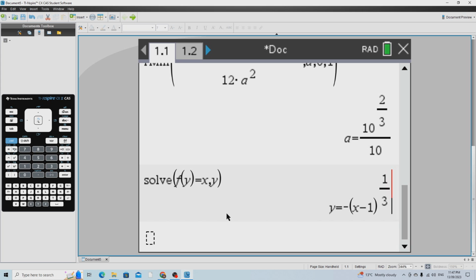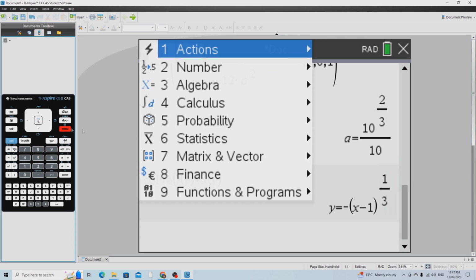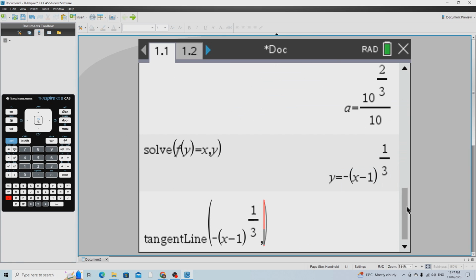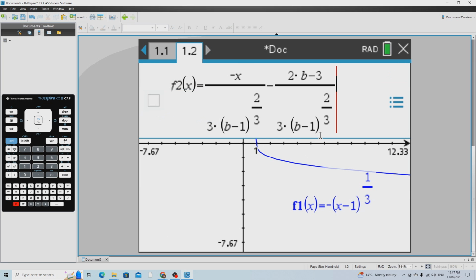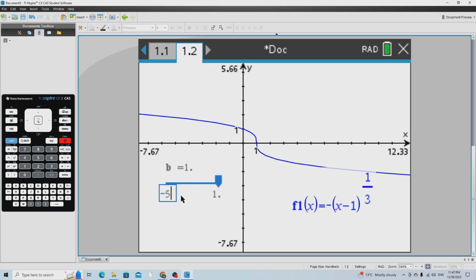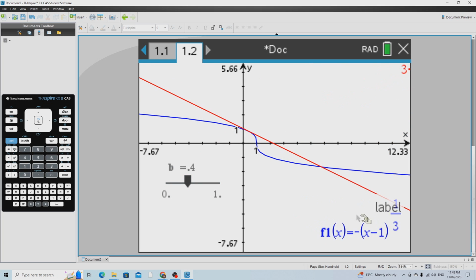Let's draw an equation for the tangent at x equals b. So if I go on menu, calculus, tangent line of this over here, comma x at the value of b, we get this equation. And copy that, and let's put it here, and enter, and let's put a slider. And we know the slider must be from 0 to 1. So put a 1 here, and we must put 0 here. Perfect. So this is what our graph looks like. It's too ugly, so let me just move these away.